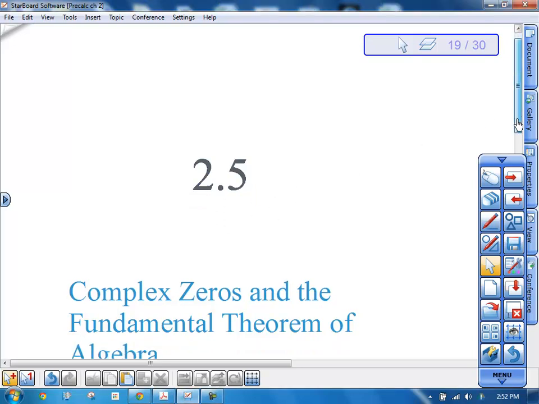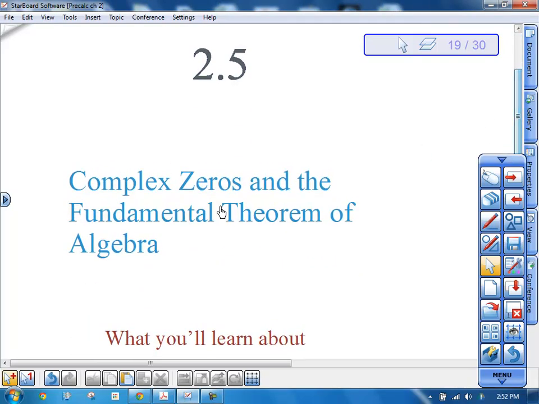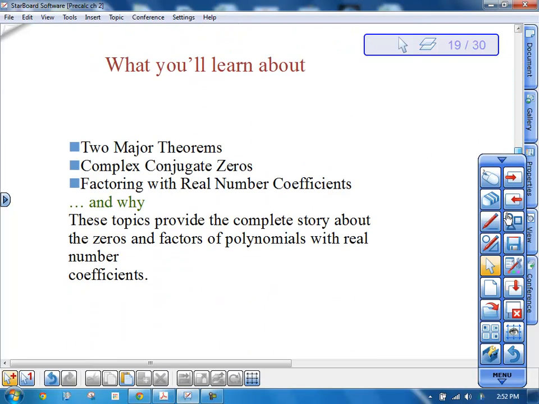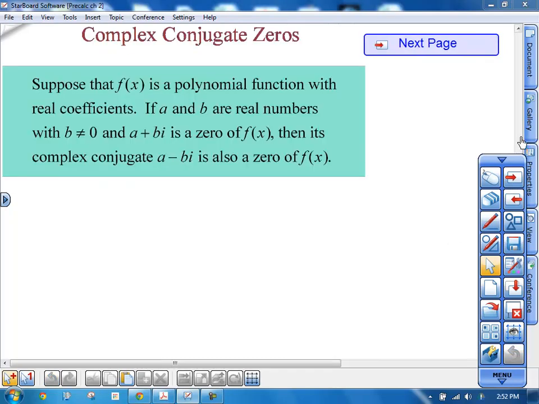Okay, next section is 2.5, complex zeros and the fundamental theorem of algebra. We're going to learn a couple major theorems. We're going to learn about complex conjugate zeros, the fact with real number coefficients, and they'll help us to complete the story that we've been trying to tell about these polynomials. And we haven't dealt with the situation where we have complex numbers yet, so that's what we're doing today.